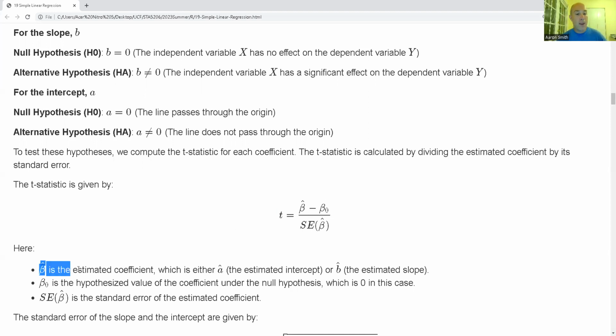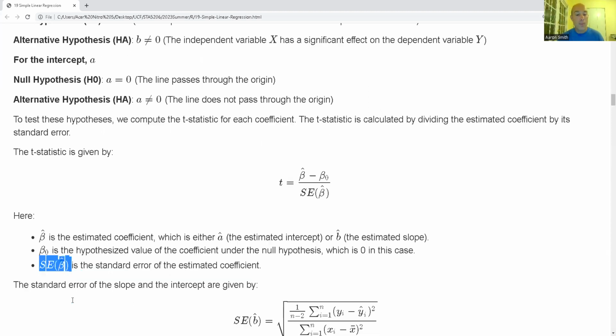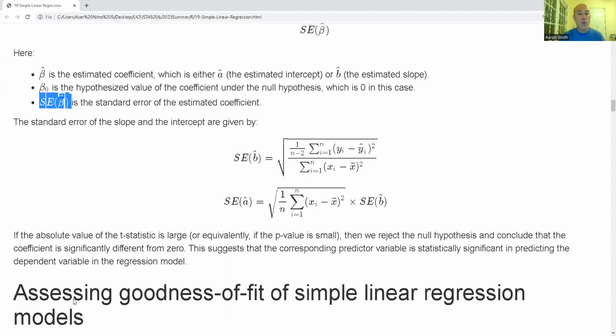So beta hat is the estimated coefficient, so this could be A or B. Beta sub 0 is a hypothesized value that, as it appears in the null hypothesis, typically is going to be 0. And then our standard error is the standard error of our estimate. And so we have two formulas for our standard errors.